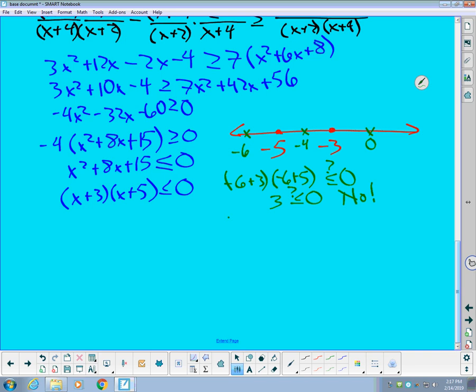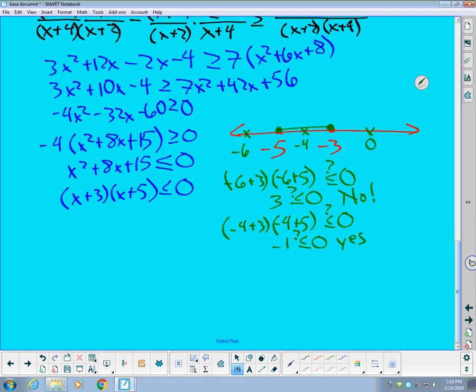If I test the negative 4, I'm going to get negative 4 plus 3 times negative 4 plus 5. I want to know, is that less than or equal to 0? This is going to give me a negative 1 times a positive 1. So is negative 1 less than or equal to 0? And the answer is yes. So all of those answers from here to here are good answers.